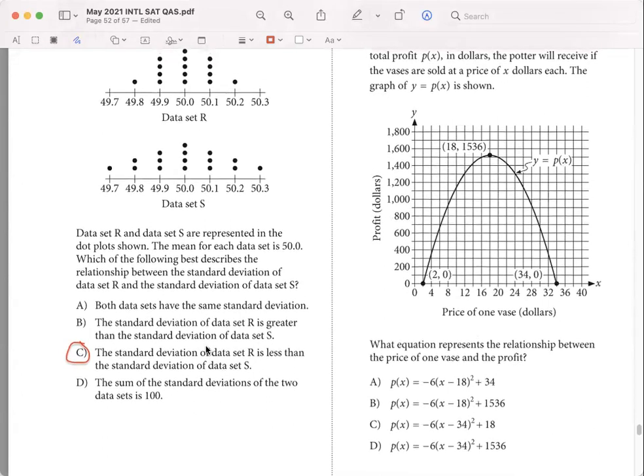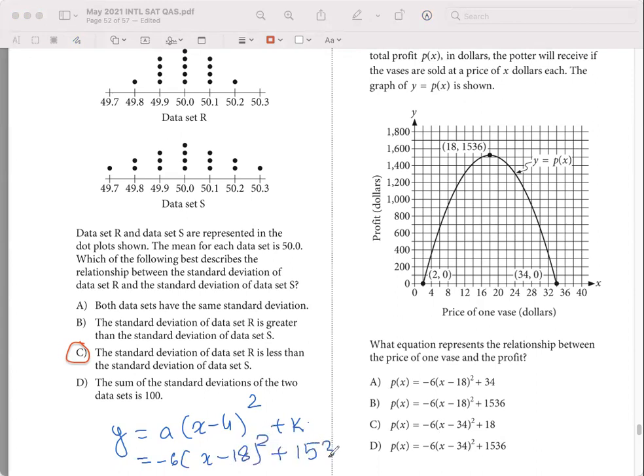Okay, so I know that my vertex is (18, 1536), right? So the equation in vertex form is a times (x minus h) squared plus k, and a is minus 6 in all options. So that should be minus 6 times (x minus 18) squared plus 1536. That's option B.